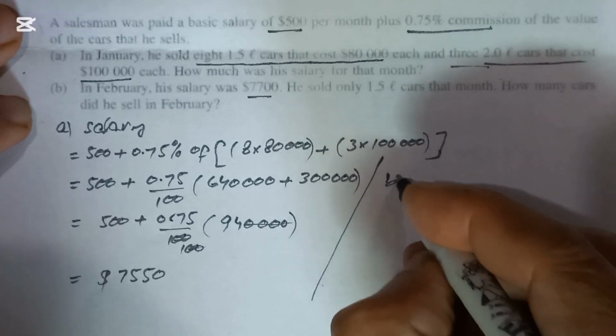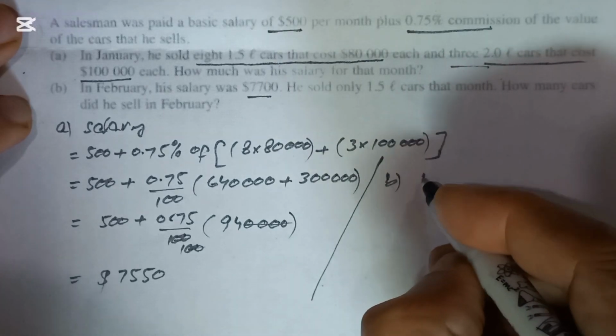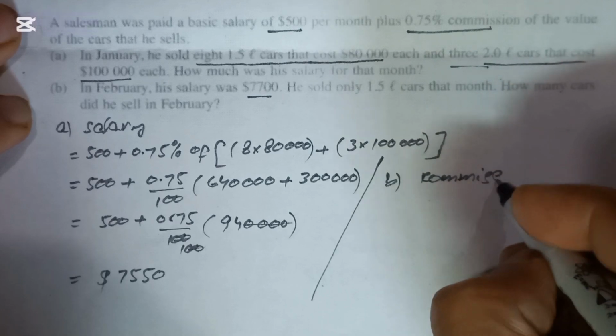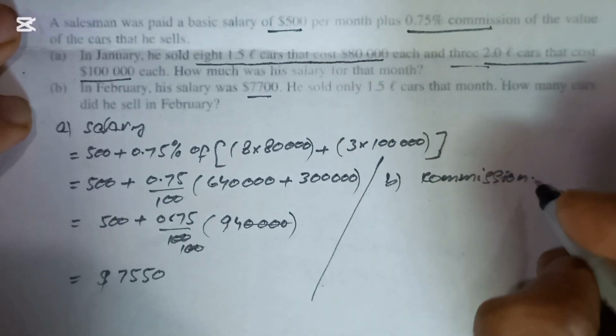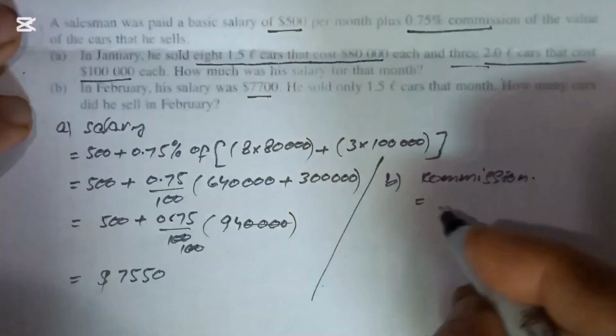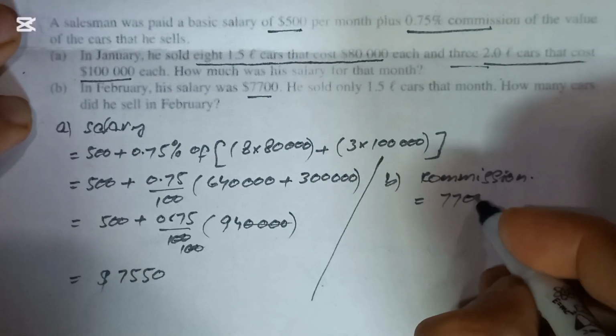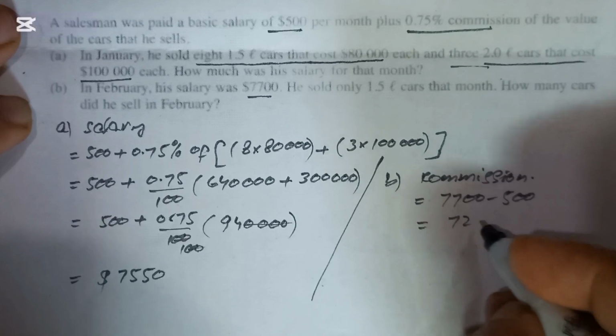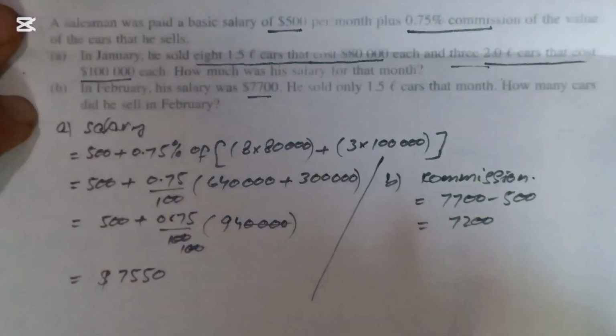Commission will be found out by subtracting the basic salary from the total salary. So in B part, commission will be equal to 7700 minus 500, which will be equal to 7200. So this is the commission.